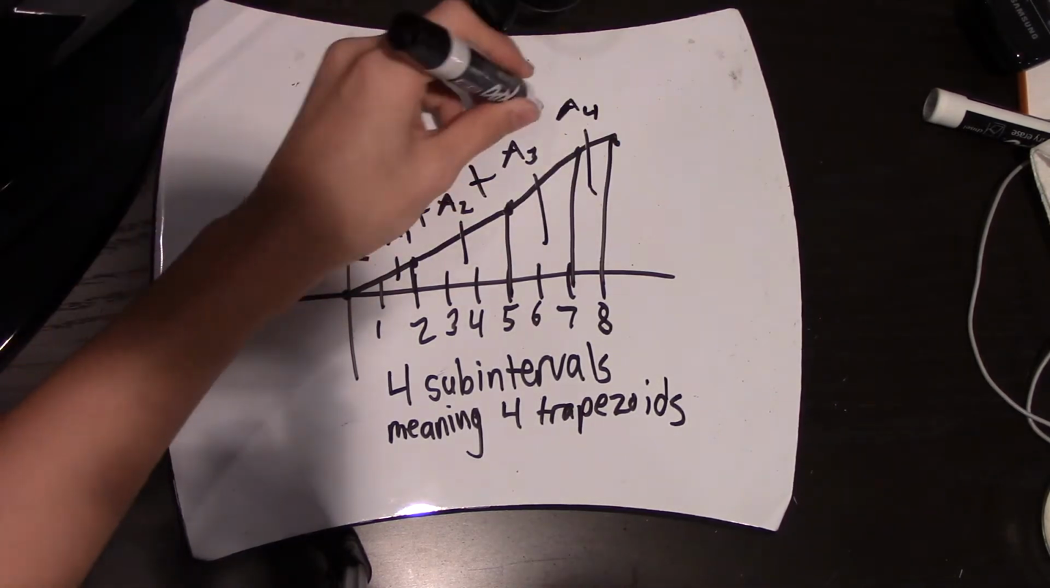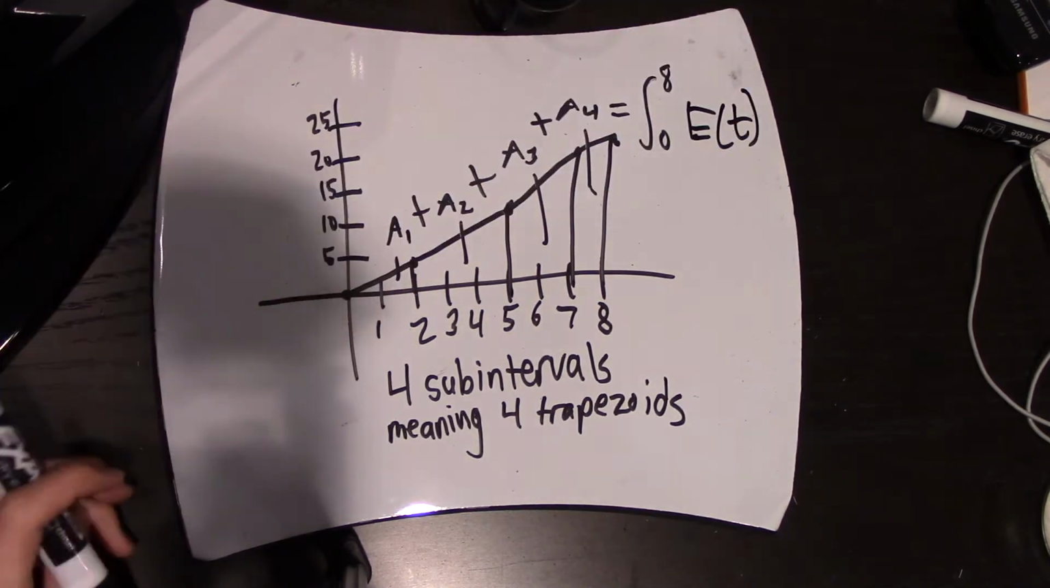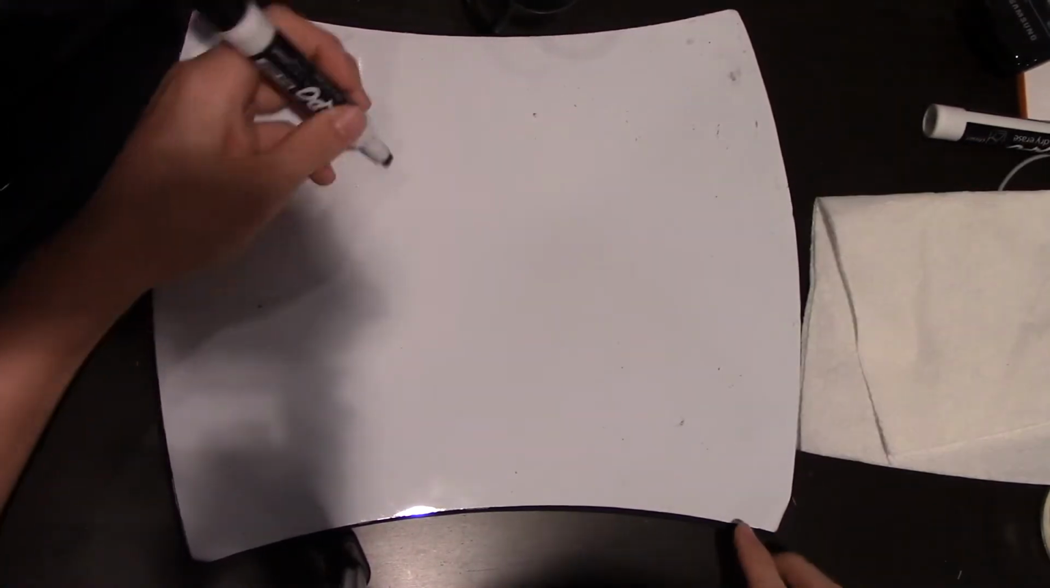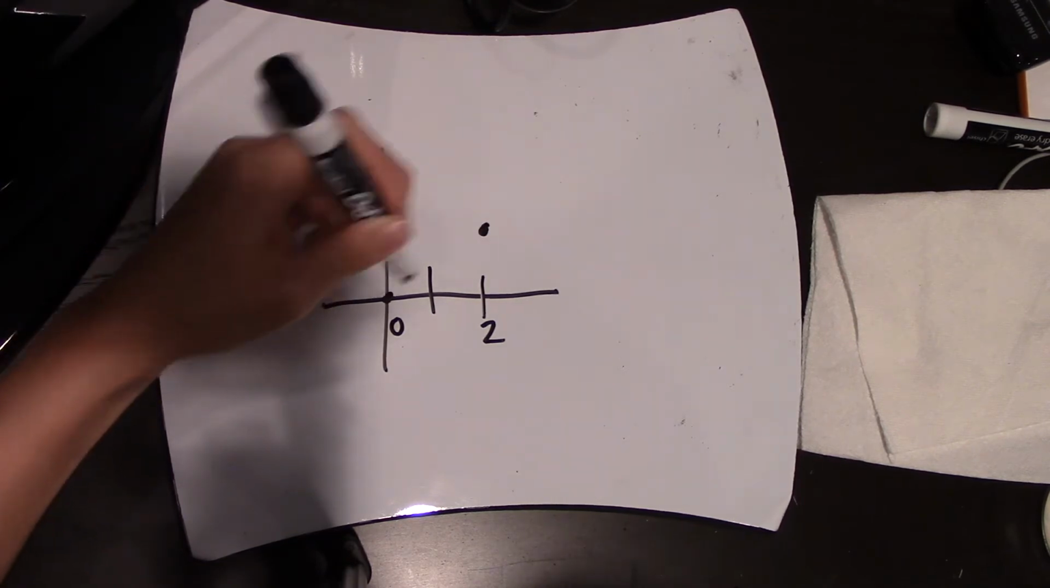Now, we just need to find the area of each trapezoid and add them all up to get our integral, because the integral is essentially our area under the curve. Remember that this is also an approximation because our value may not match what is actually underneath the curve.